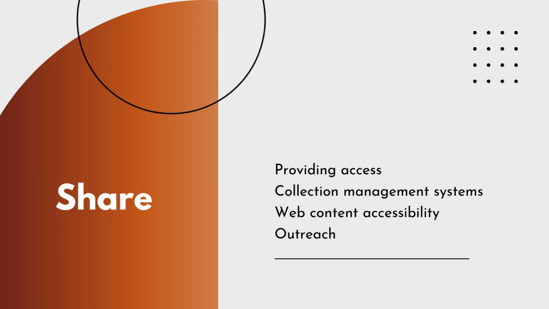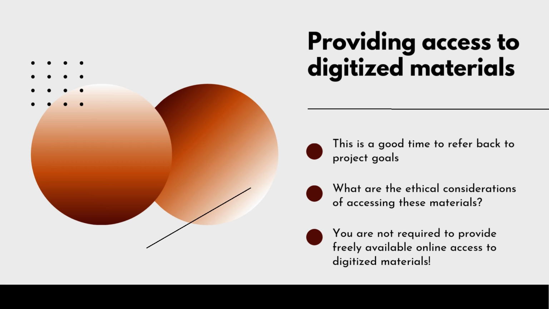This week we're talking about sharing our digitized collections, providing access to all the materials that we've been hypothetically or actually digitizing for the past several weeks. So, we're going to talk about providing access. We're going to talk a little bit about collection management systems. We're going to cover a tiny bit of web content accessibility, and we're going to talk about outreach a little bit, sharing all of this material and how we do that.